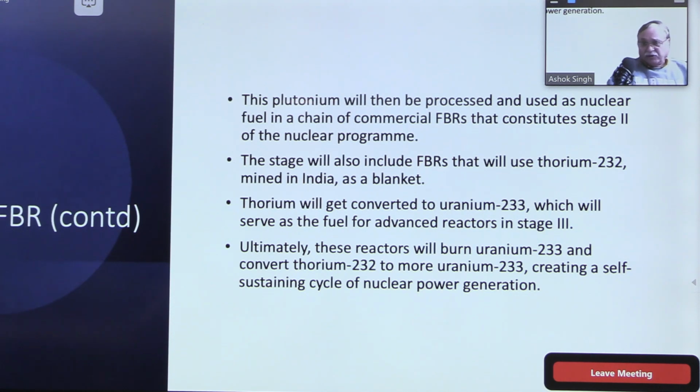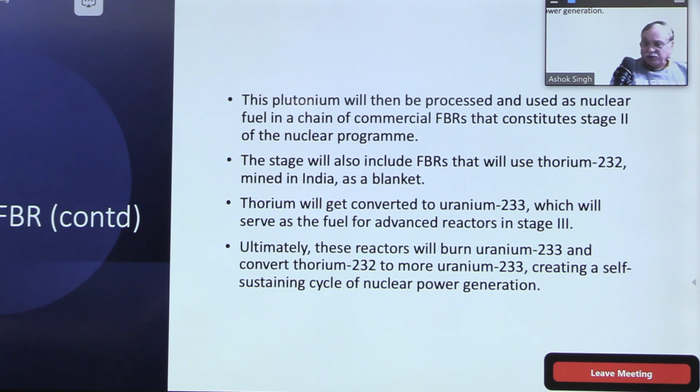So after this technology becomes well developed, then India will construct many commercial fast breeder reactors, operated by Bhavini, and then generate more and more electricity in future.